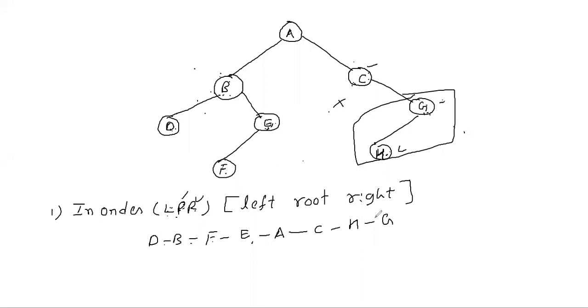So this is a traversal visiting vertices in order. Now check, are all the vertices covered or not? 1, 2, 3, 4, 5, 6, 7, 8. So this is called inorder. Is there any doubt in the inorder? Can anyone answer? No, sir.